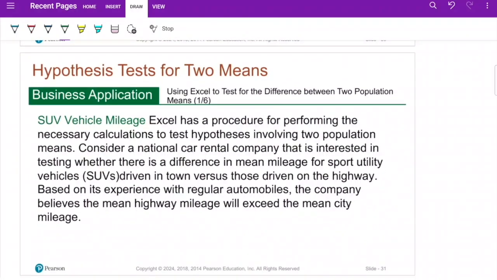Excel has a procedure for performing the necessary calculations in this type of testing. We will not do this. We will not use Excel, basically. We will be using Minitab.